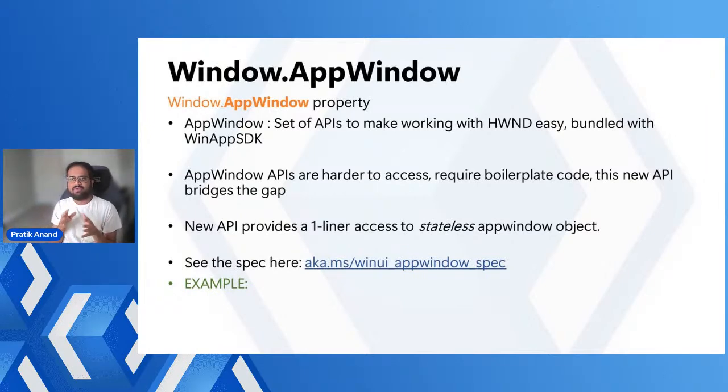Until now, the app window APIs were there, but you needed to write a lot of code to get them to work in the context of WinUI. So in order for you to write less code and achieve more, we decided to add a new property, window.appWindow, so that you have access to the app window object anywhere in your code, a stateless app window object. We also have a spec available, so I would encourage you to read it at the URL provided. I can explain a bit of what app window achieves with the example I have.